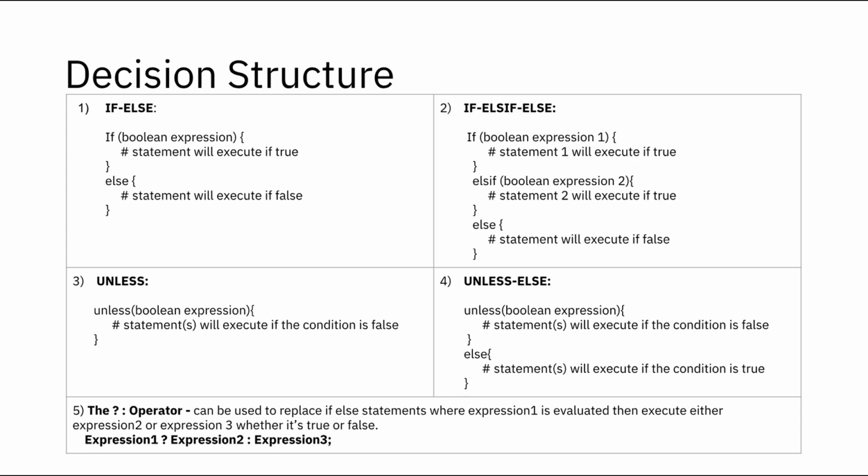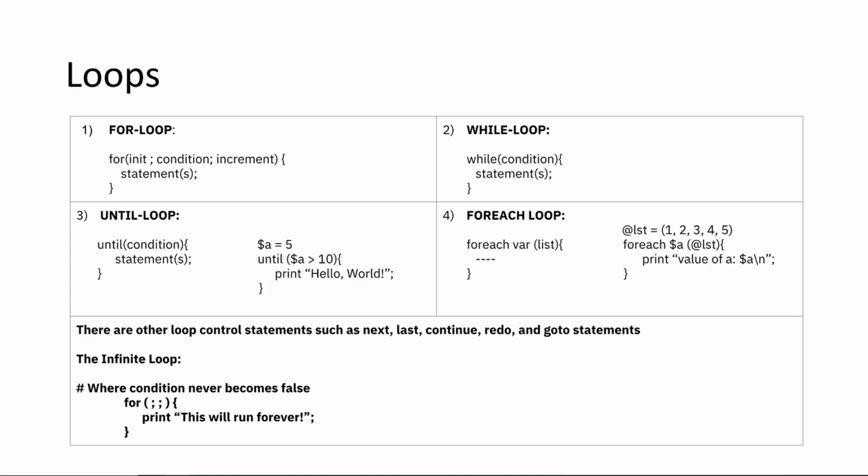Now let's take a look at decision structure. A user must have one or more conditions to be evaluated with a statement to be executed if the condition is true, and optionally other statements to be executed if the condition is false. Moving on, you may use the following loops such as for loop, while loop, until loop, and foreach loop in a situation when you need to execute a block of code several times. There are other loop control statements such as next, last, continue, redo, and goto statements.